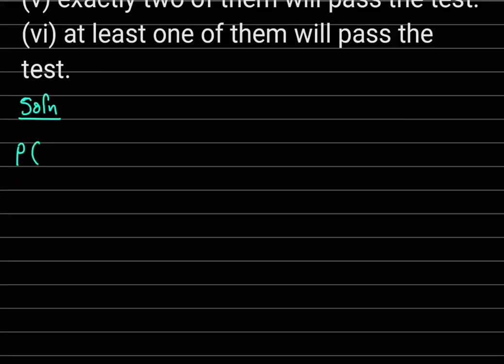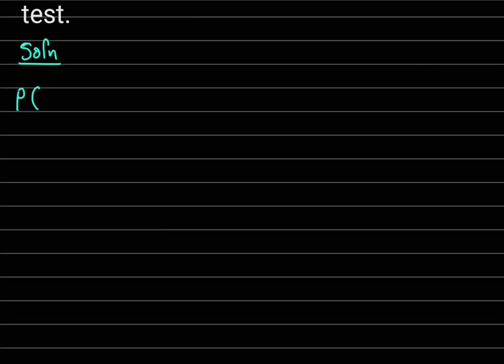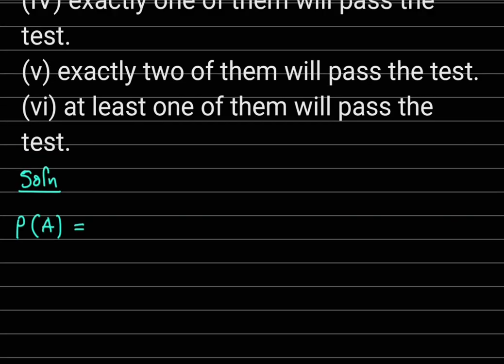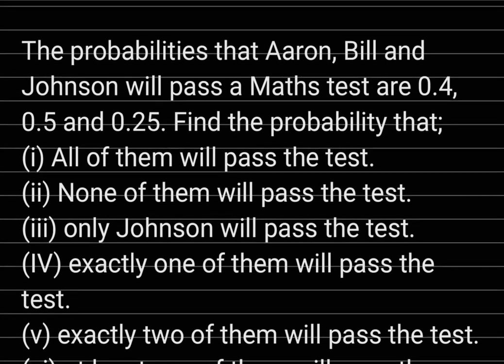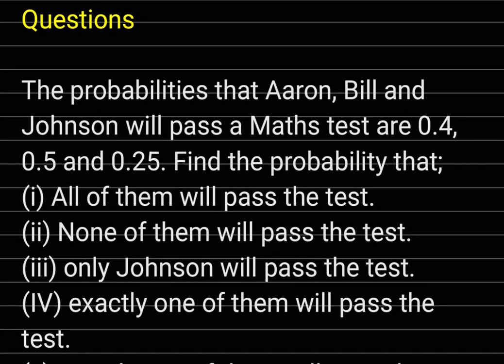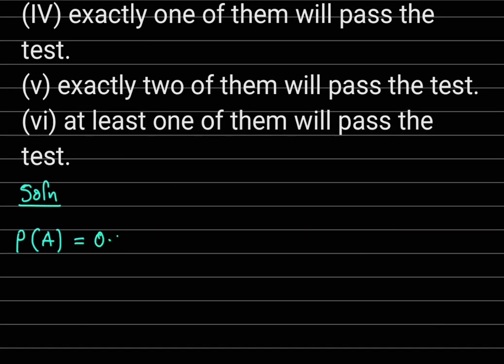So we have our solution as this. The first thing that we need to do is write the probabilities of these three people. The first is the probability that, let's check the name, okay, the name is Aaron. So permit me to write P(A) like this, meaning probability of Aaron passing is, according to the question, 0.4. Then probability of the next person, which is Bill, passing is 0.5. Then we have probability of Johnson, which is the last person, is 0.25.